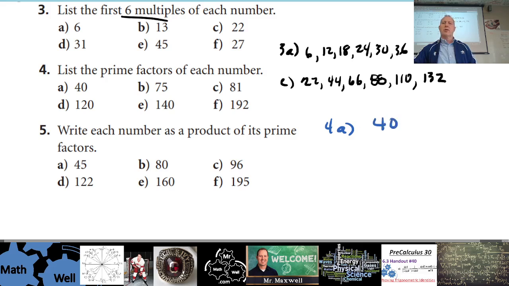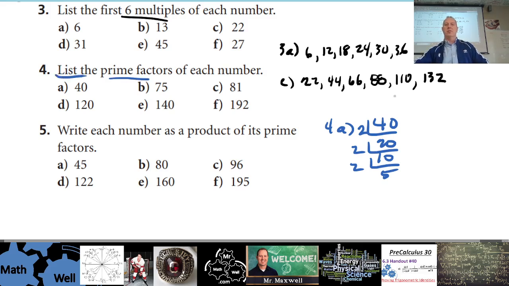So for the prime factors of each number for 4, so 4a, let's start. So you start with 40, and then again, I like the ladder one. It's easy. 2 is 20. 2 is 10. 2 is 5. And when you hit a prime factor, you stop. So the prime factors, if it says list the prime factors, then you can just literally write it as a list. So 2, 2, 2, 5. That's your list. Those are the prime factors for 40.